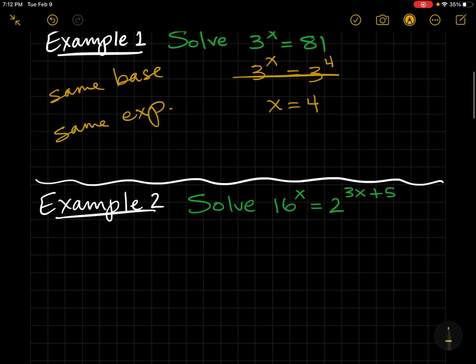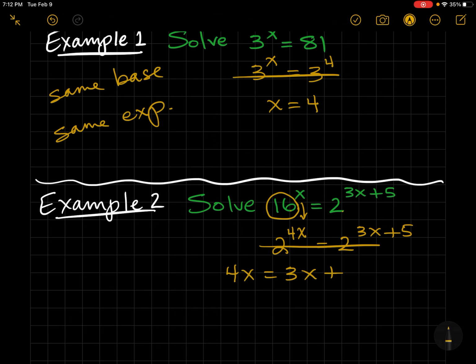Okay, let's try again. We have a 16 for the base here and a 2 for this base. 16 is 2 to the 4th power, so I just took the 16 and substituted 2 to the 4th. But now I also have to put the x that was here. I have to bring that down. So now, once again, we have the same base. So now I'm going to make a new equation with just the exponents.